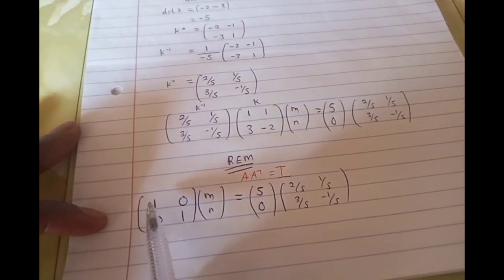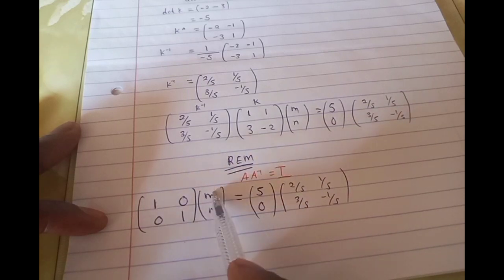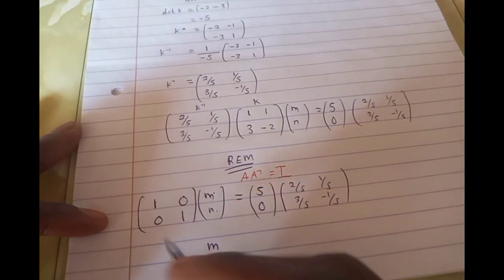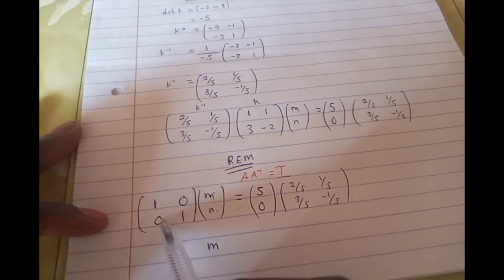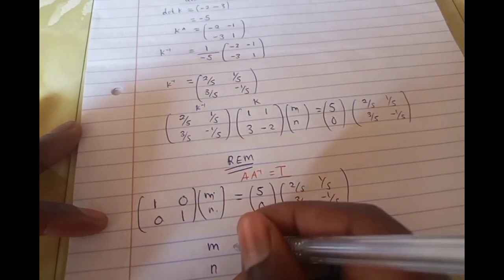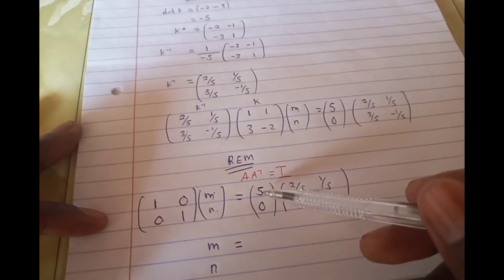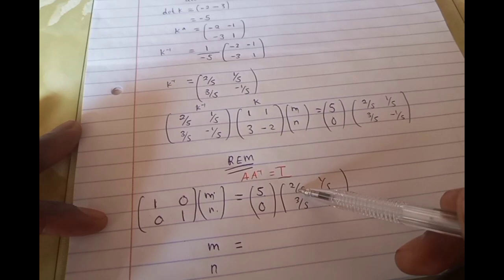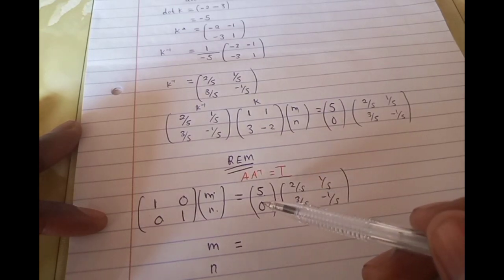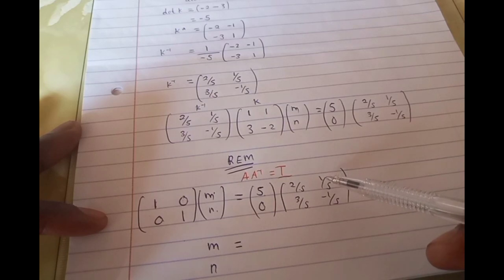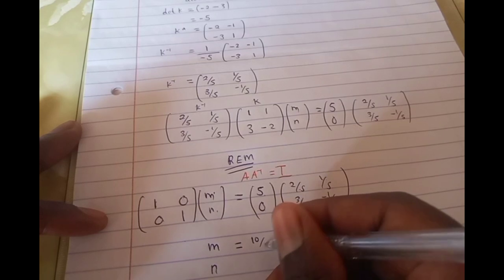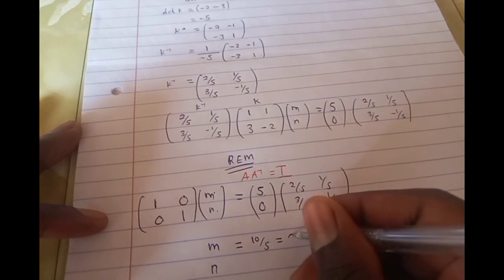If we multiply this, 1 by m is m, plus 0 by n, this one is going to give me m. And then if we multiply m by 0 is 0, and 1 by n gives me n. This is equal to, if we multiply 5 by 2 over 5, we get 10 over 5, plus 0 by 1 over 5 gives 0. So this is going to give us 10 over 5, which is equal to 2.